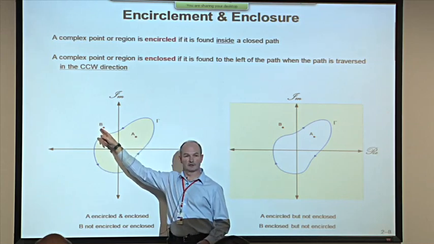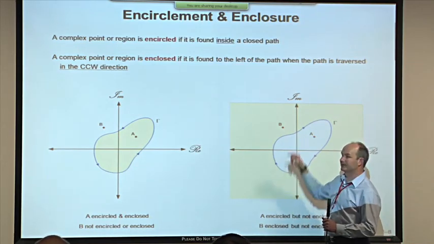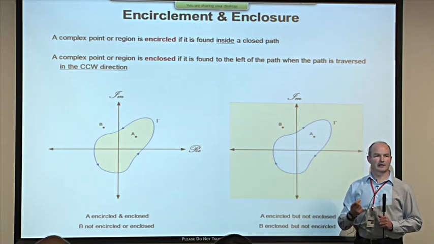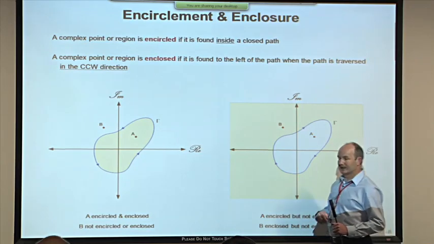B is not inside the contour, it's not encircled. Same thing over here. A is encircled, B is not. Enclosure is a bit different because enclosure takes into account the direction about which we traverse this contour. And the law is this.